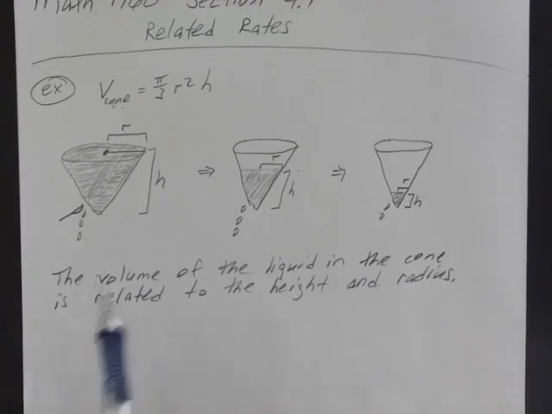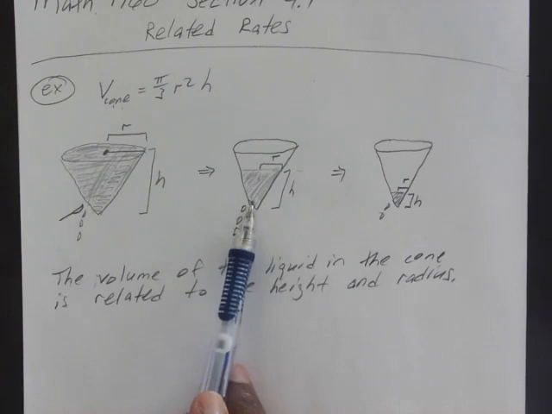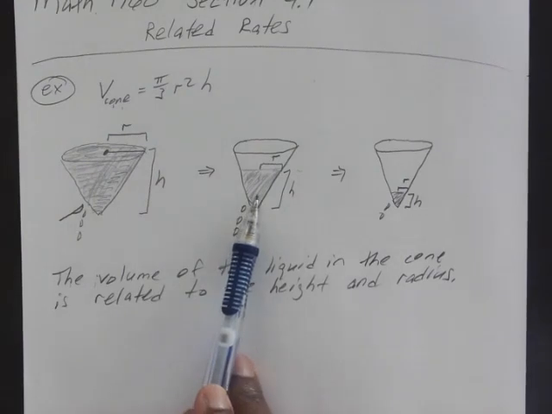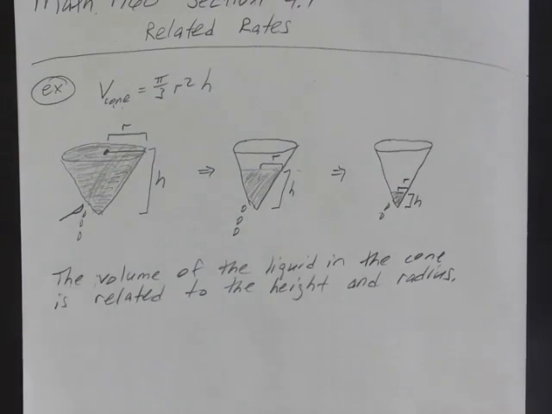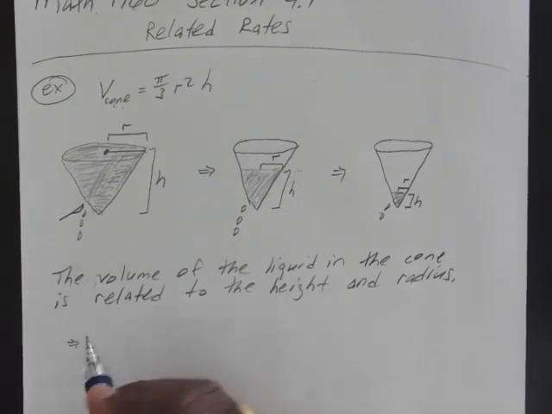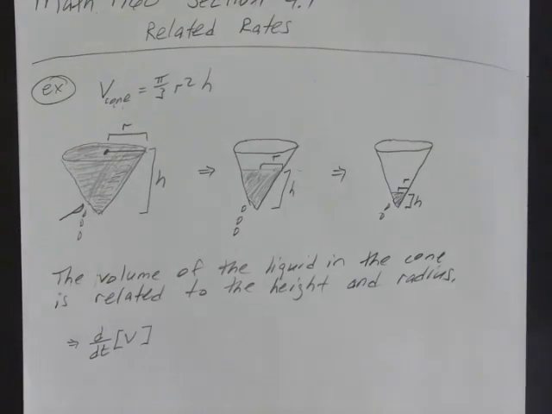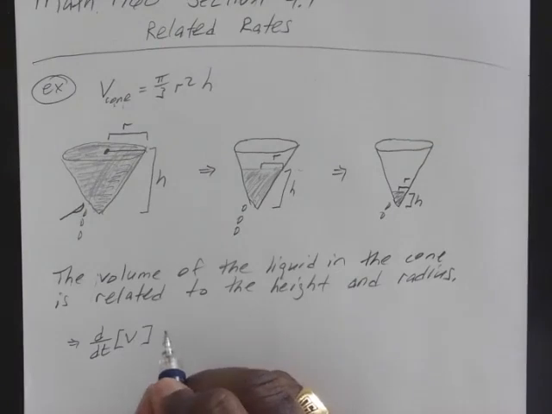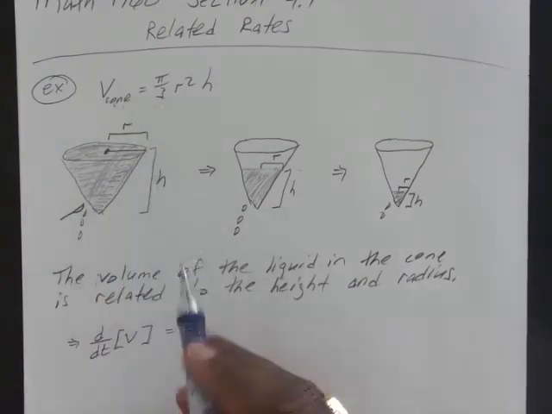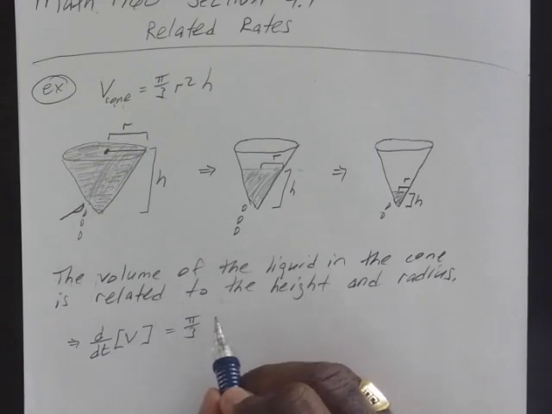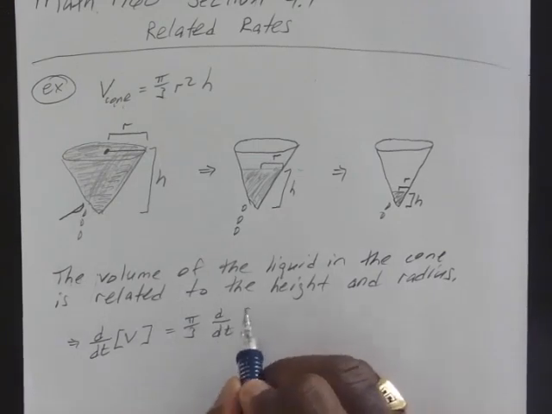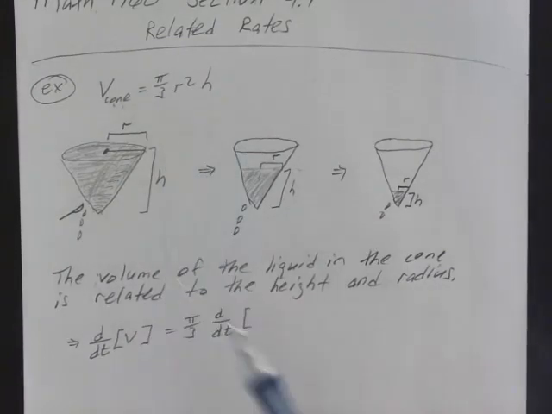Okay. So what if we wanted to figure out a formula to find out the rate of change of the volume with respect to either the radius or the height? Or we can make it with respect to time. Okay, so if we want to find the rate of change with respect to t of the volume, that's just equal to pi over 3 times the derivative with respect to time of the radius squared and the height.